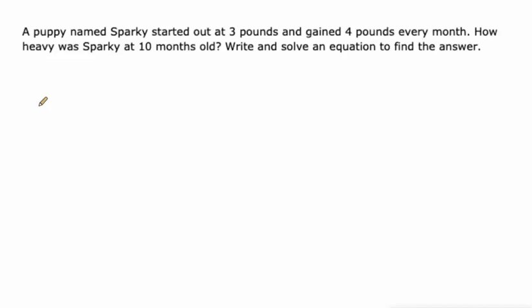A puppy named Sparky started at 3 pounds and gained 4 pounds every month. How heavy was Sparky at 10 months old? Write and solve an equation. Okay, well, let's say that his weight, W, was equal to, let's see, 4 pounds every month. So we'll go 4 times the number of months. And he started out at 3 pounds, so plus 3.